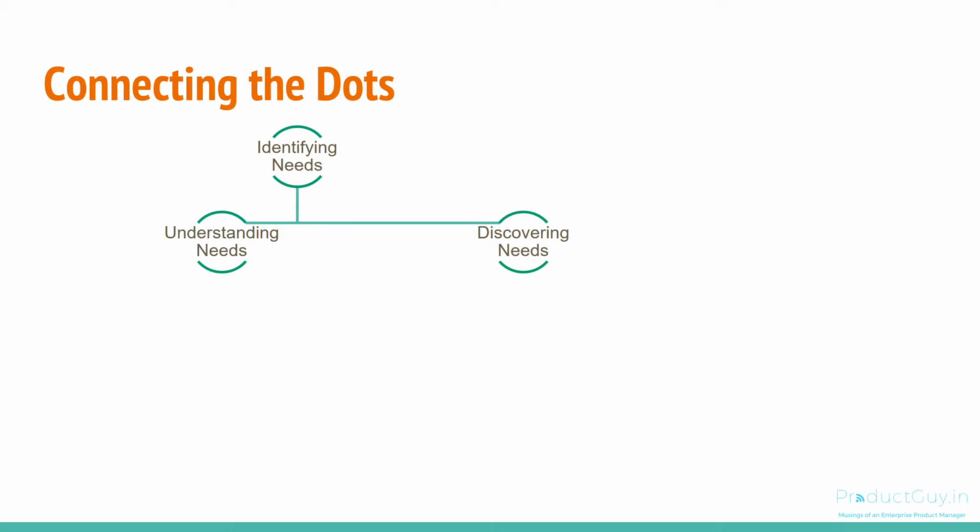In an earlier section, while talking about identifying needs, I elaborated about two types of gathering needs: understanding needs and discovering needs. If I had to connect the dots between various types of gathering needs and category of requirements, understanding needs mostly fall under the tactical category, as understanding needs focus on existing customer business challenges.